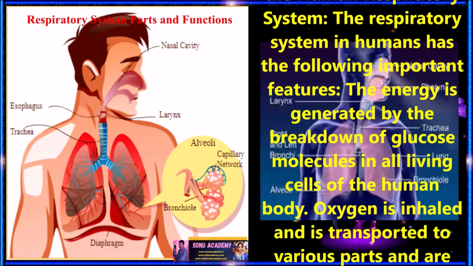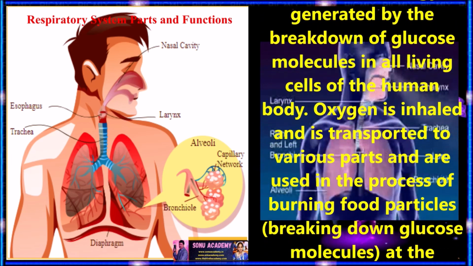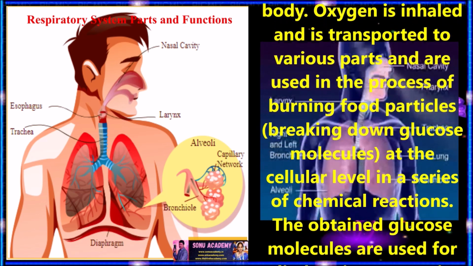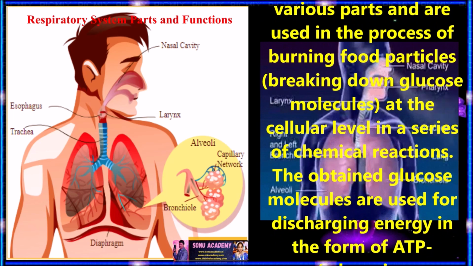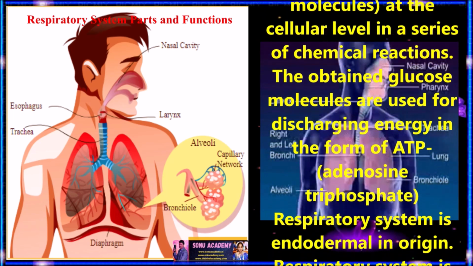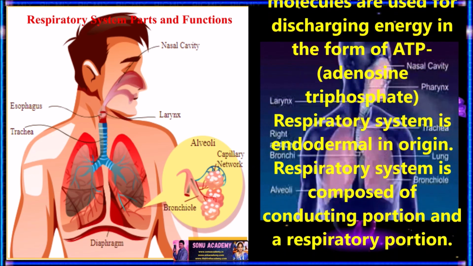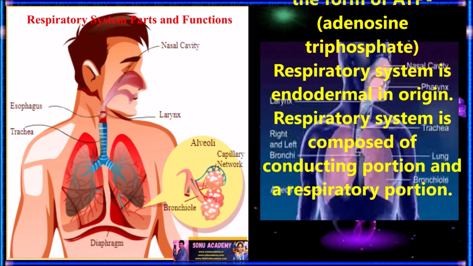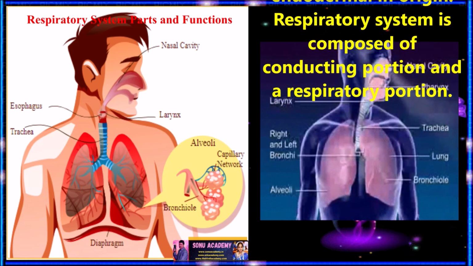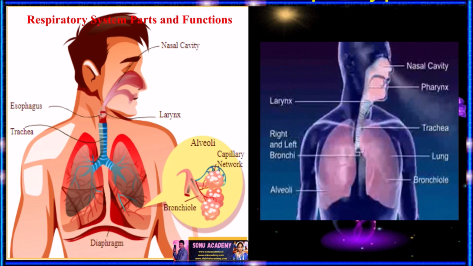The energy is generated by the breakdown of glucose molecules in all living cells of the human body. Oxygen is inhaled and transported to various parts, where it is used in the process of burning food particles, meaning breaking down glucose molecules at the cellular level in a series of chemical reactions. The obtained glucose molecules are used for discharging energy in the form of ATP. The respiratory system is endodermal in origin. The respiratory system is composed of a conducting portion and a respiratory portion.